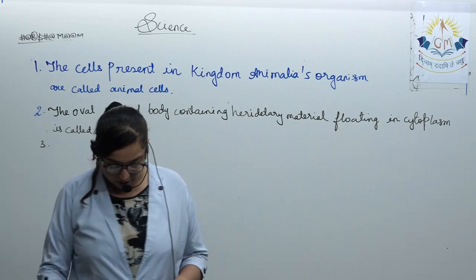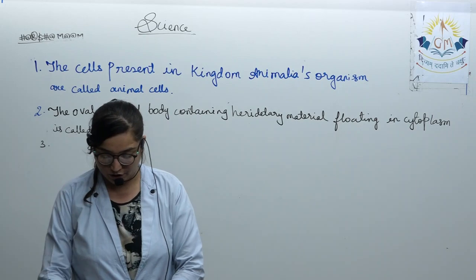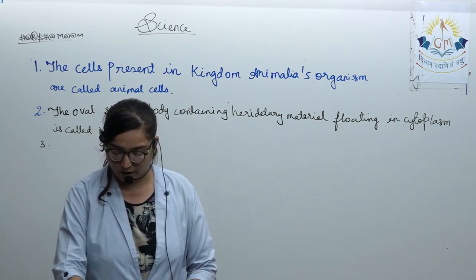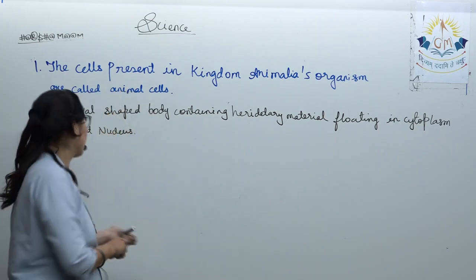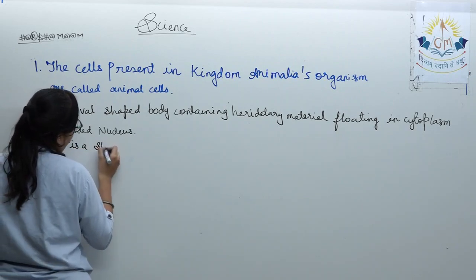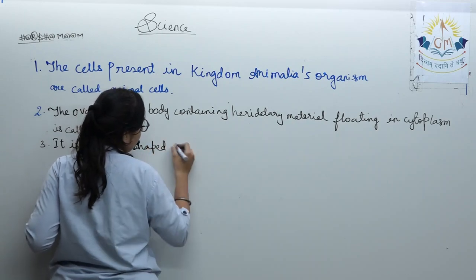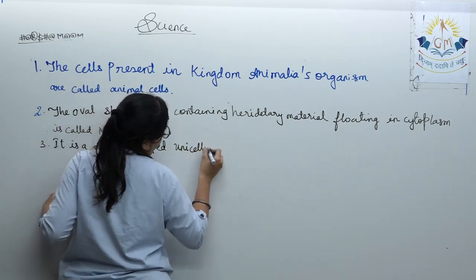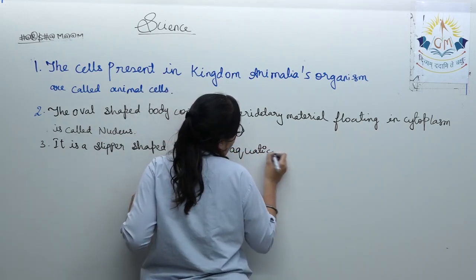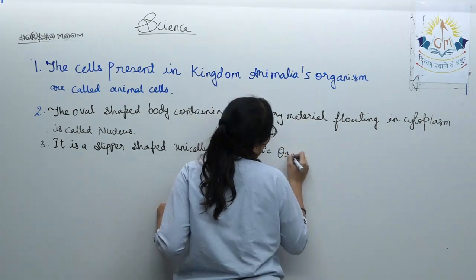Moving further on, the next definition, which is the paramecium. Now, what is paramecium? It is a slipper shaped unicellular aquatic animal. Organism is a better word.